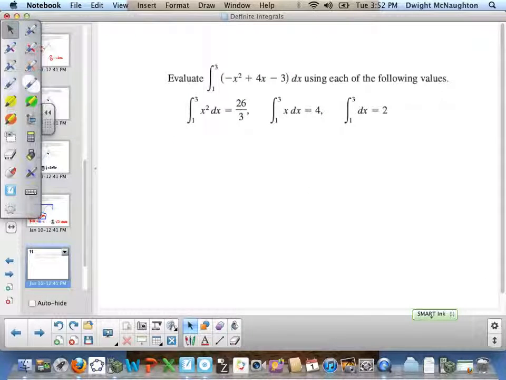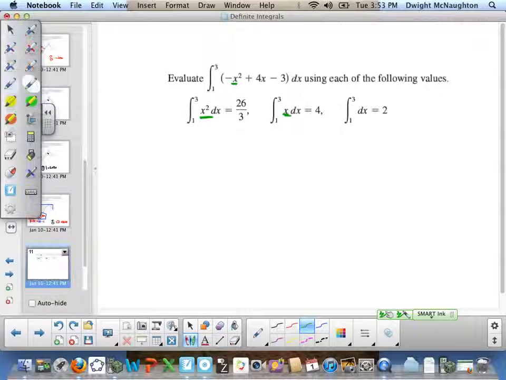Let's use that philosophy or that property here. Evaluate the antiderivative of negative x squared plus 4x minus 3 with respect to x from 1 to 3. And they gave us the individual pieces, x squared, x, and 3. All right, so what we want to do is we want to split it.